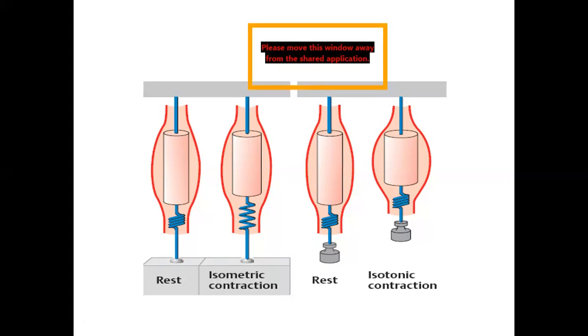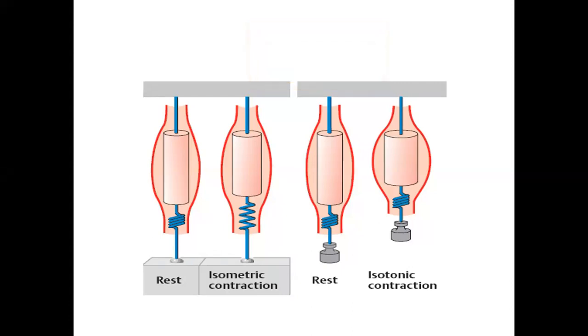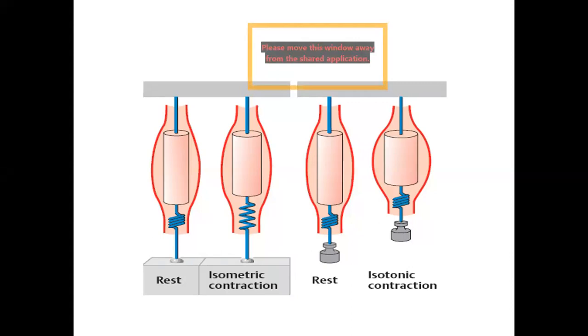So you must know a few examples of isometric and a few examples of isotonic contraction. I have given you a few examples. We can ask you many more examples as MCQs and say which is isotonic and which is not isotonic, or which is isometric or which is not isometric. So you must know a few examples of isometric and isotonic contraction.